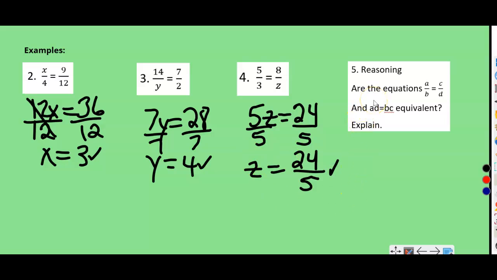All right, number 5, reasoning. Are the equations A over B equal to C over D and AD equals BC equivalent? So A times D equals B times C. Those are using cross multiplication to set these up to solve. So is that an equivalent statement? The answer is yes. Those are equivalent. That's exactly what we were doing in each of these cases in order to solve.